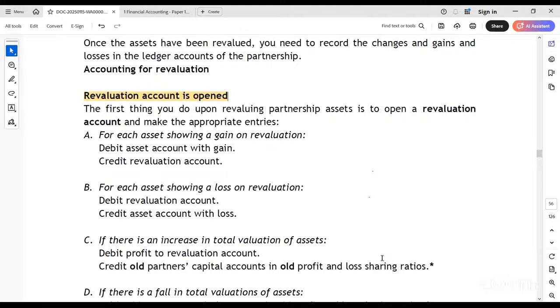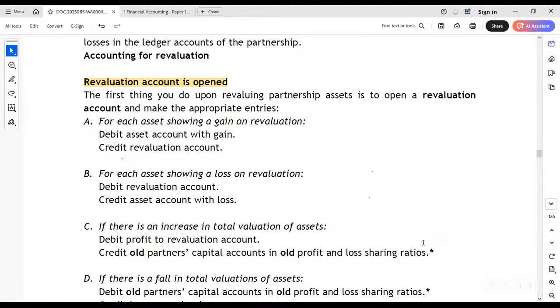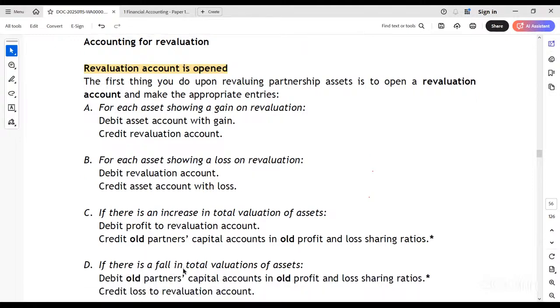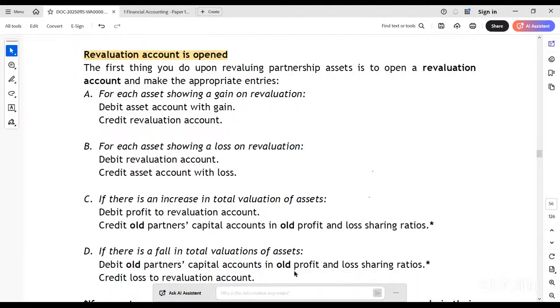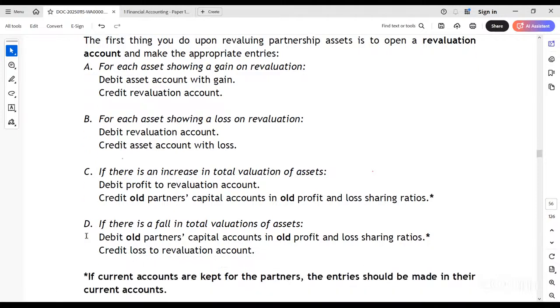So if you are admitting a new partner, then that new partner is not entitled to a share in the profit or loss on revaluation of assets. But there is a star on this point. If there is a fall in the total valuation of assets, we have to debit the old partners' capital accounts in the old profit and loss sharing ratio, and then we credit the loss to the revaluation account.